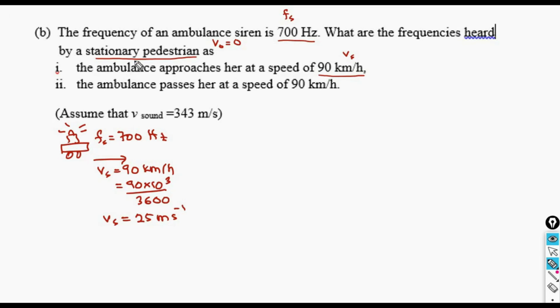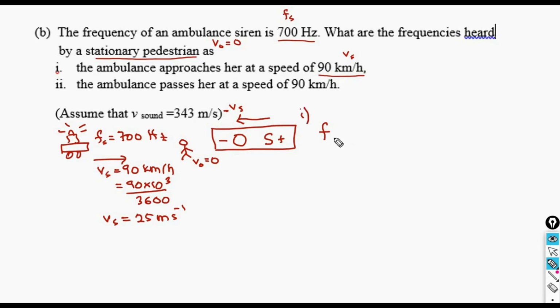As the ambulance approaches her at 90 km per hour, the source moves towards the observer. I draw the observer as negative and the source as positive. The source moves towards the stationary pedestrian, with V naught equal to 0. So VS is negative. So we apply the formula.